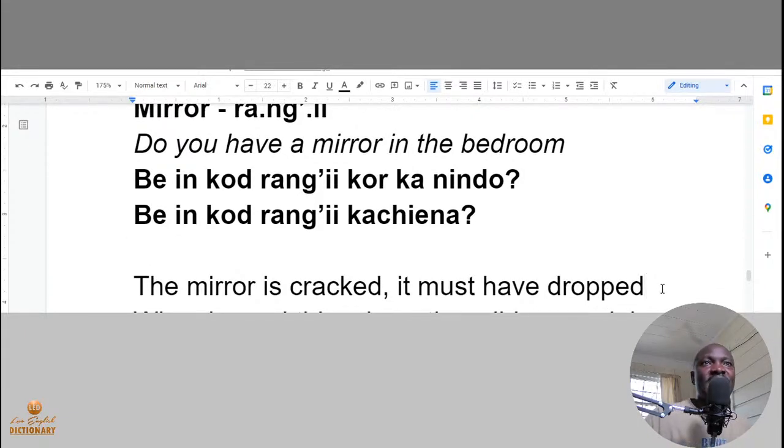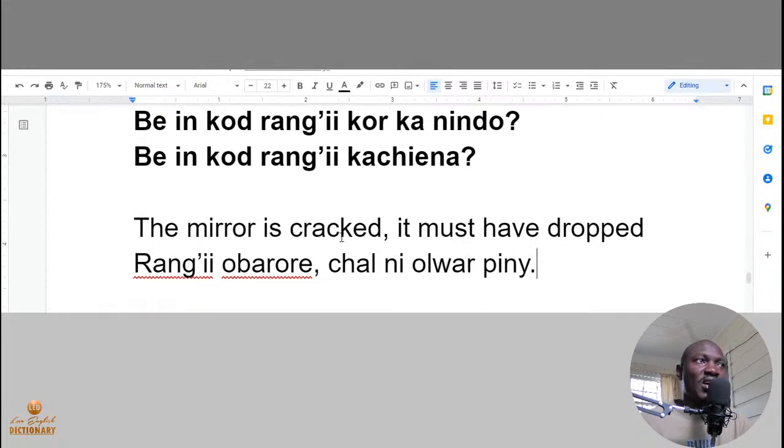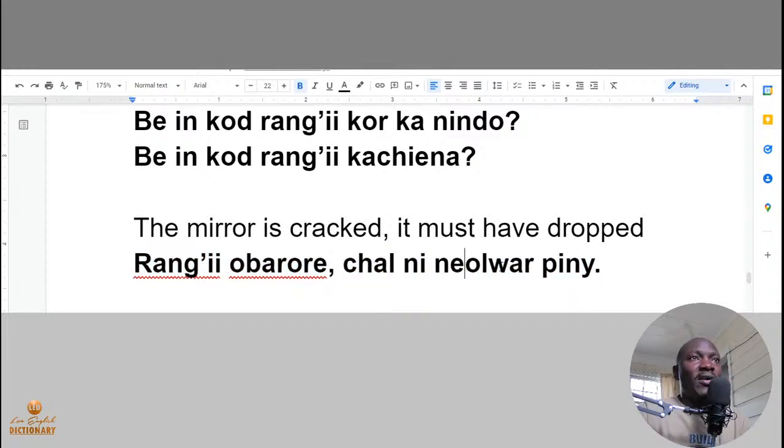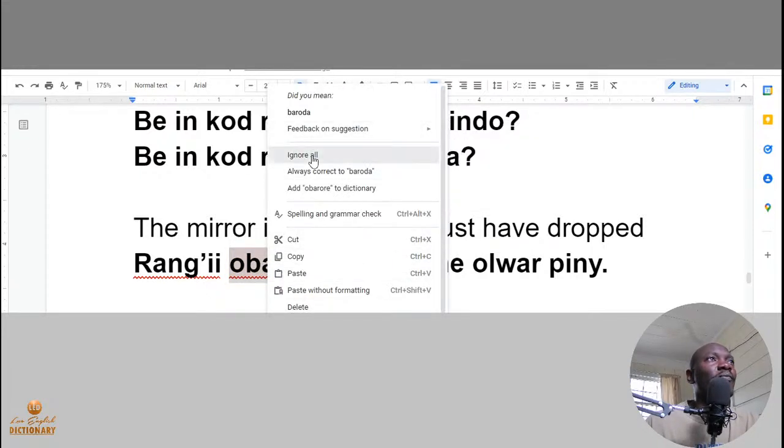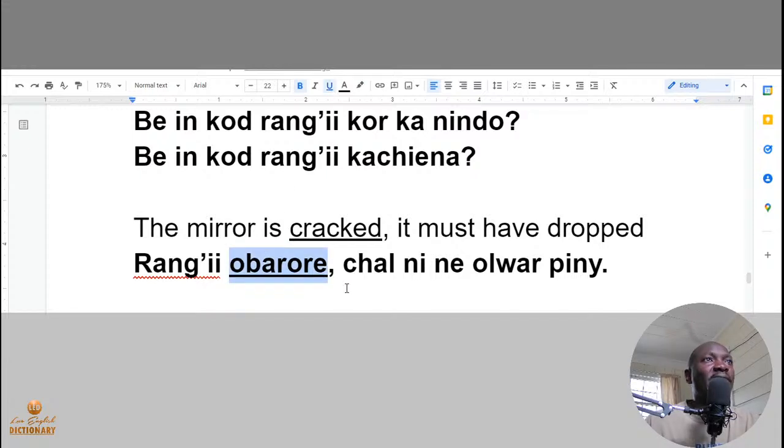The mirror is cracked. It must have dropped. So cracked is rangi obarore. Obarore. Chal ni ne olwar piny. The mirror is cracked. It must have dropped. Rangi obarore. Chal ni ne olwar. So the action of cracked is called barore. Obarore. Rangi obarore. Chal ni ne olwar piny.